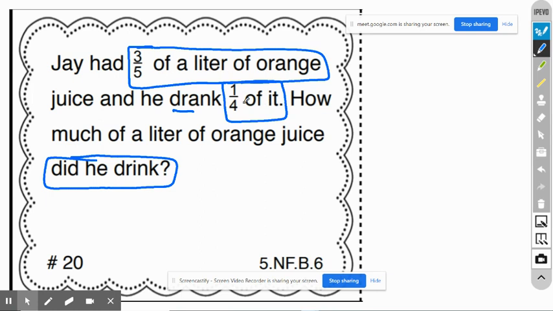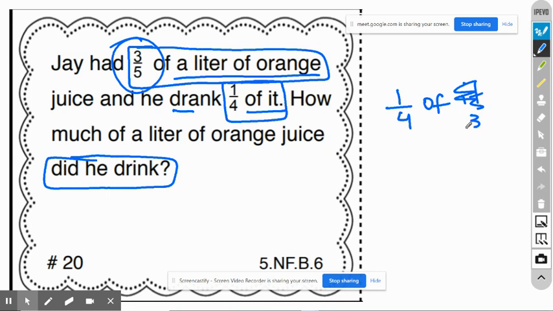If it were subtraction, chances are the question would say how much was left. Also, if it were subtraction, it would say he drank 1/4 of a liter. Here, he didn't drink 1/4 of a liter. He drank 1/4 of the whole thing he had. Remember, the words don't match. And if I say 1/4 of it, this "it" is the 3/5, and "of" is multiplication.